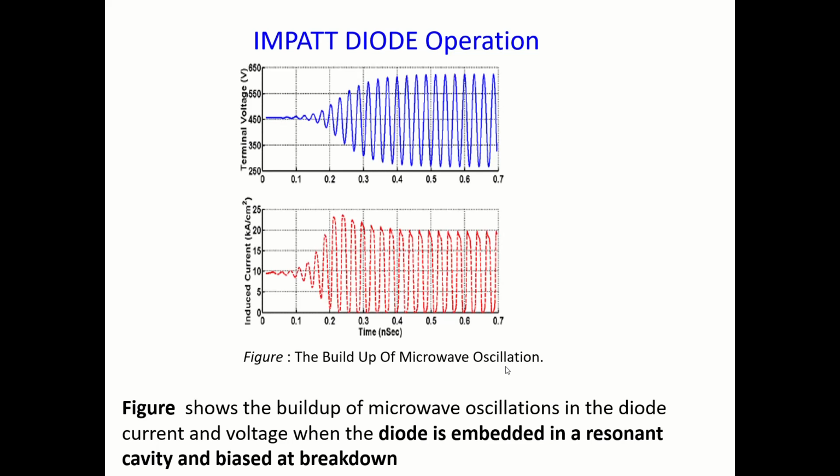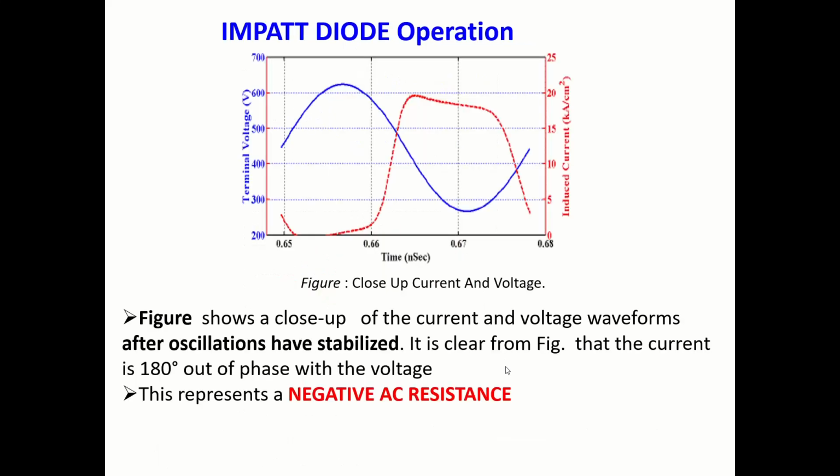So these are the buildup of microwave oscillations. The thermal voltage as well as the induced current is shown in this graph. It shows the buildup of microwave oscillation in the diode current and voltage when the diode is embedded in a resonant cavity and biased at breakdown.